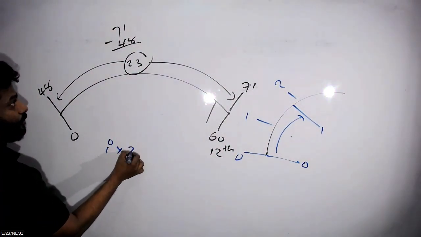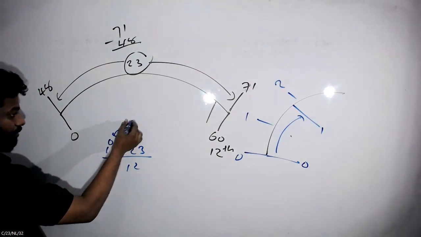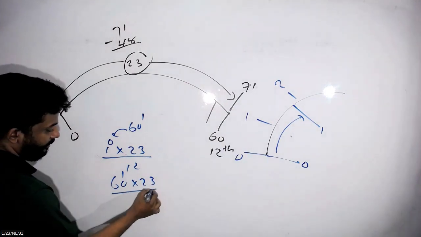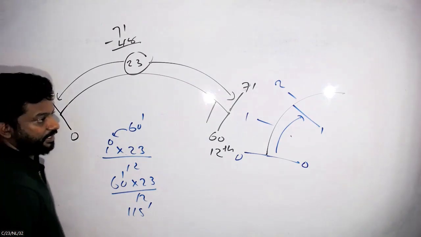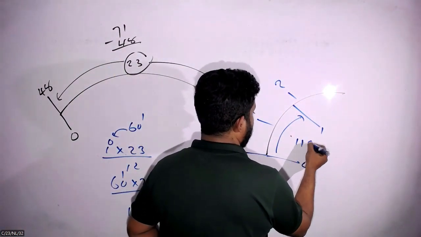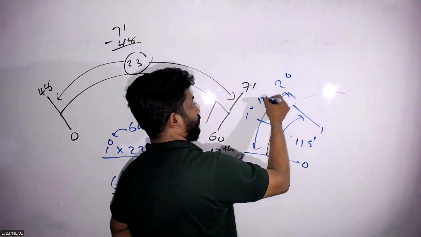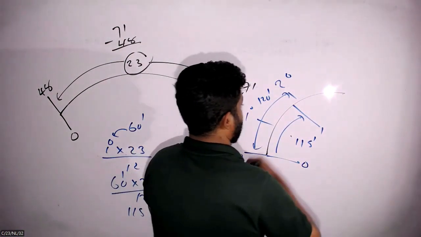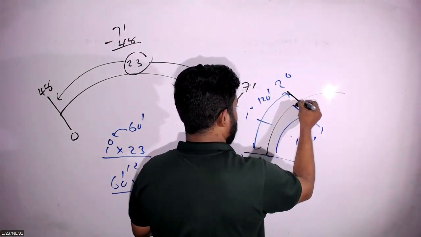1 degree into 23 divided by 12. Then you need to convert this angle into minutes. 60 minutes now. 60 minutes into 23 divided by 12. Then the answer is 115 minutes. Therefore, the angle of vernier division is 115 minutes. From here to here, 120 minutes. Therefore, the least count is 5 minutes gap between these two divisions.